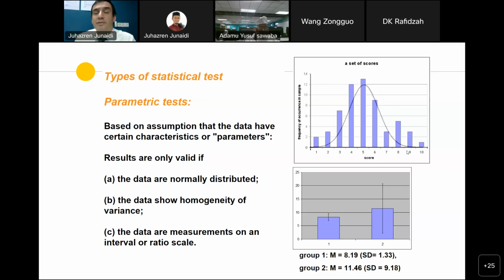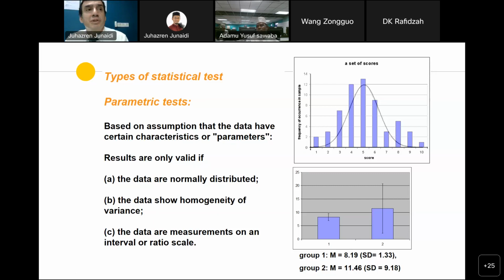But here I have to say something. Don't expect perfect normality. There is nothing like a perfect normality. A little bit of skewness is okay. There are skewness tests. You can use them to check whether the skewness level is acceptable. But approximately normal is okay. You don't need perfect normal. The data show homogeneity of variance.